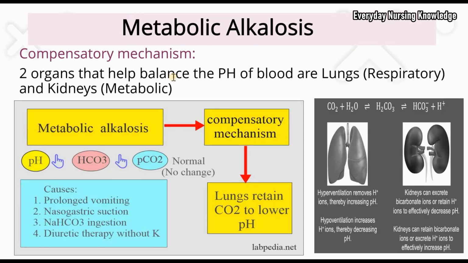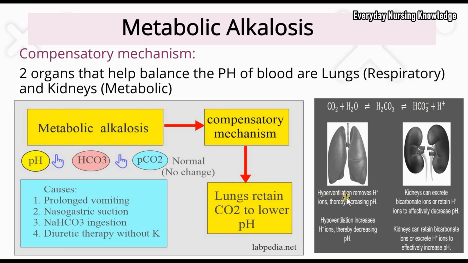Now let's see the compensatory mechanism with metabolic alkalosis. So there are two organs in our body that help to maintain the blood pH. It is lungs, respiratory, and kidneys, which is metabolic. How do lungs help to maintain the blood pH? When carbon dioxide is inhaled or carbon dioxide produced as a byproduct of metabolism, it combines with water to form carbonic acid. This carbonic acid is a weak acid, and it splits into bicarbonate and hydrogen ion. So the more the carbon dioxide, the more hydrogen ion is produced.